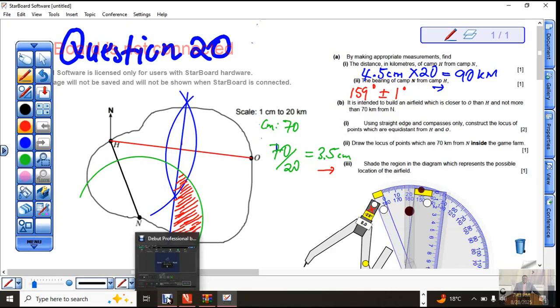And basically that's how this particular question is going to be. I had to do it separately so that you can get an idea more or less how the shading should be and how you should interpret this question per se.